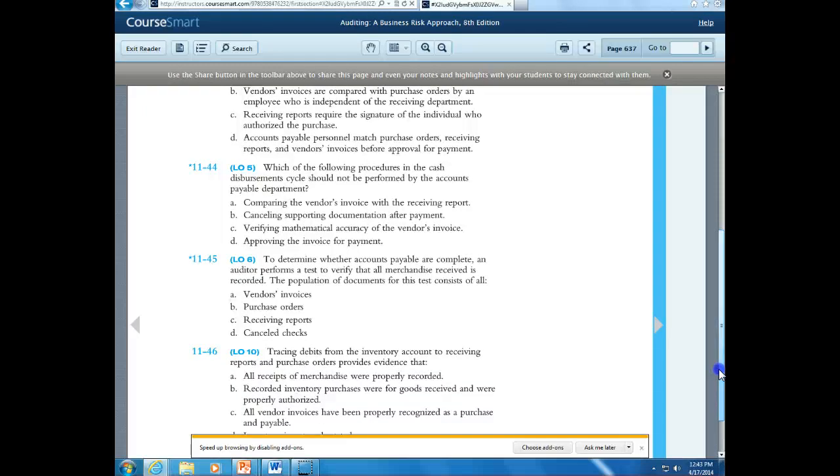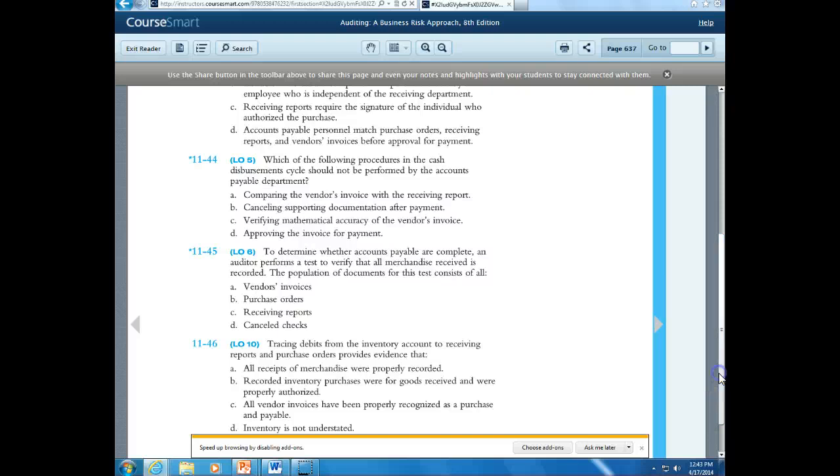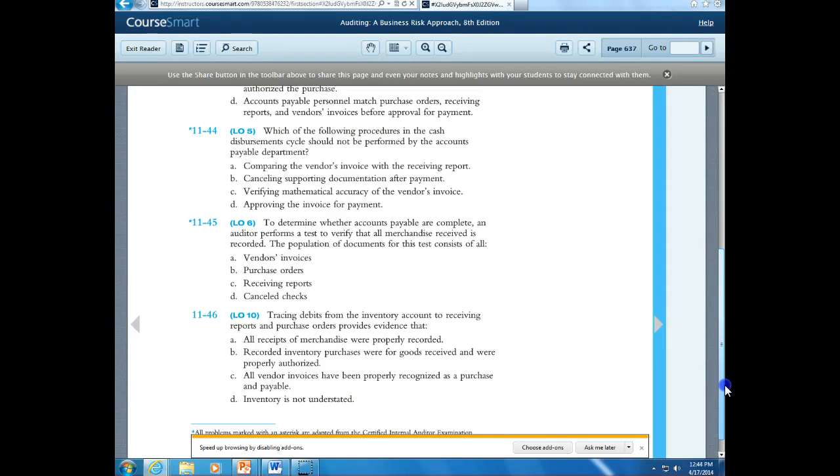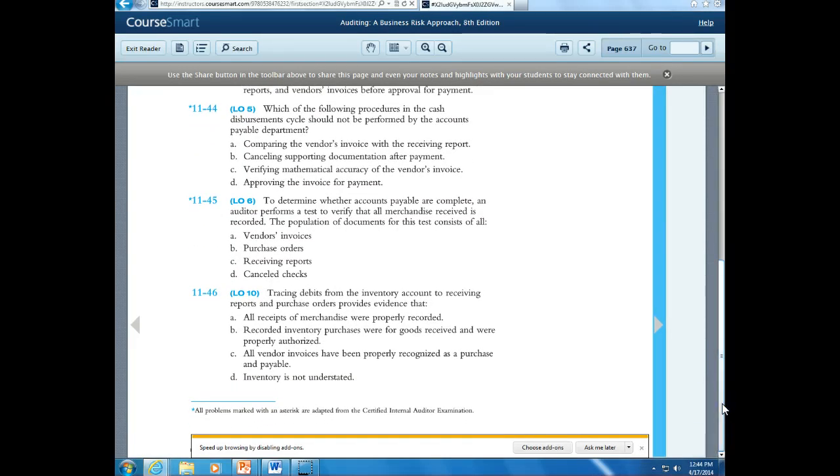Number 45, to determine whether accounts payable are complete, an auditor performs a test to verify that all merchandise received is recorded. The population of documents for this test consists of all A, vendors' invoices, B, purchase orders, C, receiving reports, or D, canceled checks. To determine whether accounts payable are complete, an auditor performs a test to verify all merchandise received is recorded. How do we know what is received? Receiving reports.